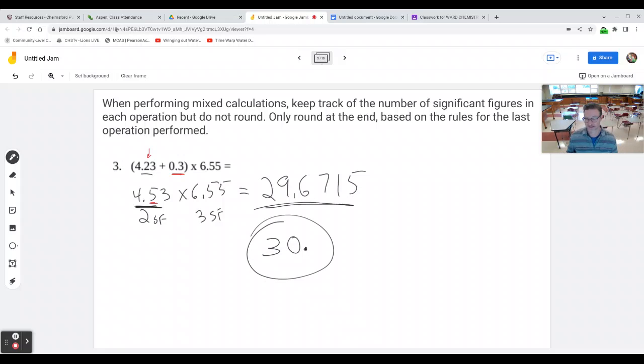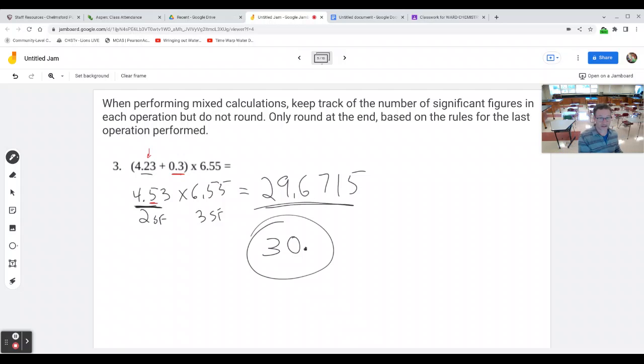Okay, so again, it's complicated when you start mixing the operations, but the answer is keep all your decimal places all the way through, but keep an eye on how many significant figures each number would have if you rounded after each step.